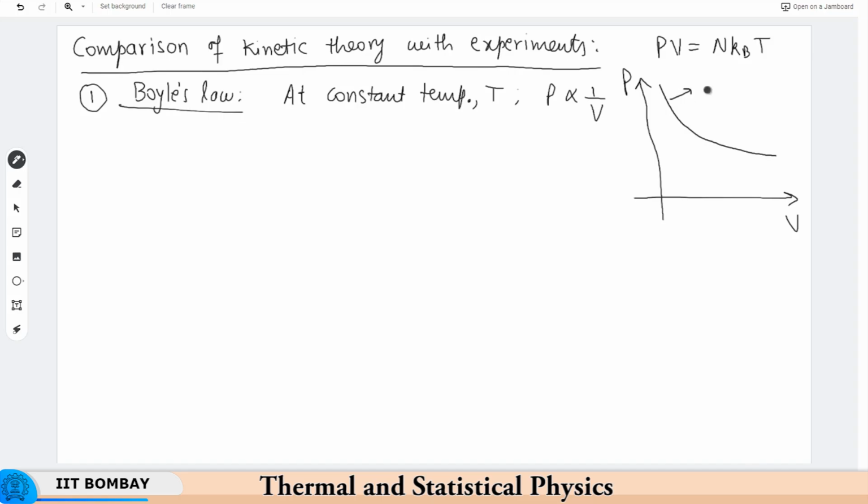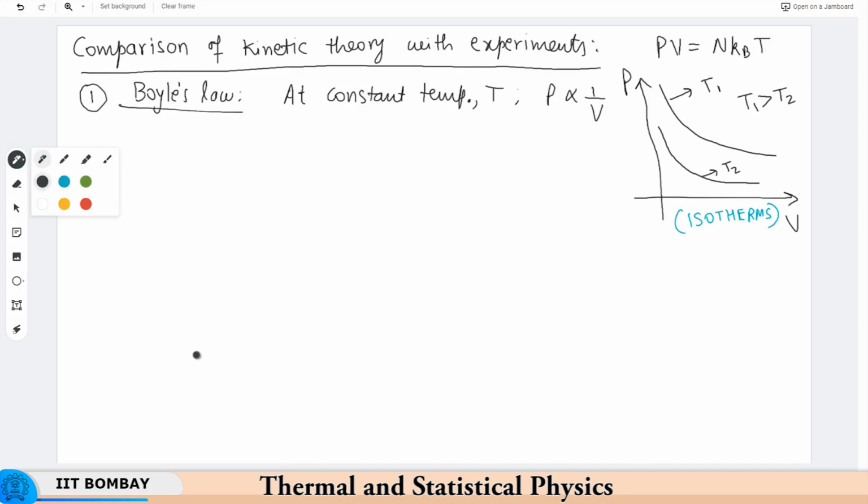This is at a certain temperature T1, and if you change the temperature you get a different curve at, say, T2, and in this case T1 is greater than T2. This is what they observed experimentally. In fact, you can see that this is in accordance with the ideal gas equation that we obtained from the kinetic theory. Typically these constant temperature curves for P and V are known as isotherms.